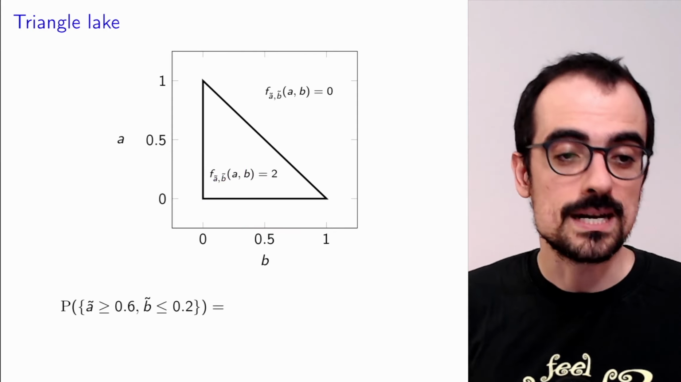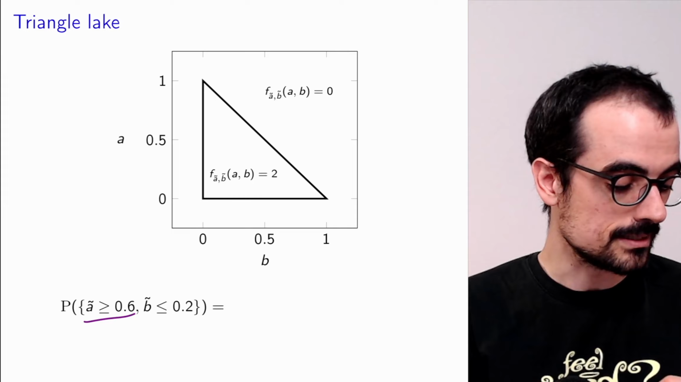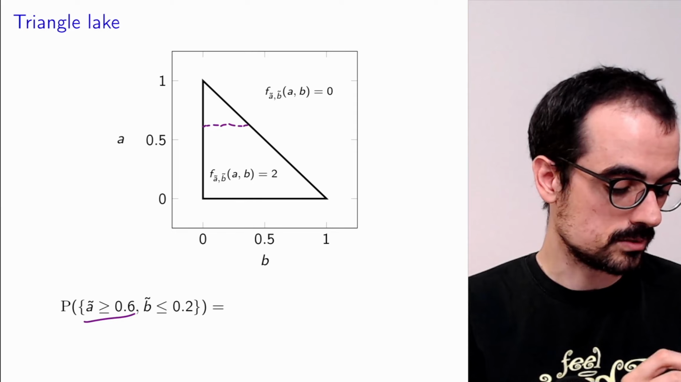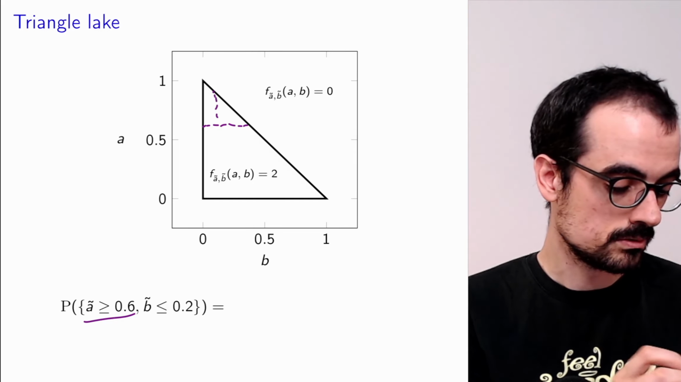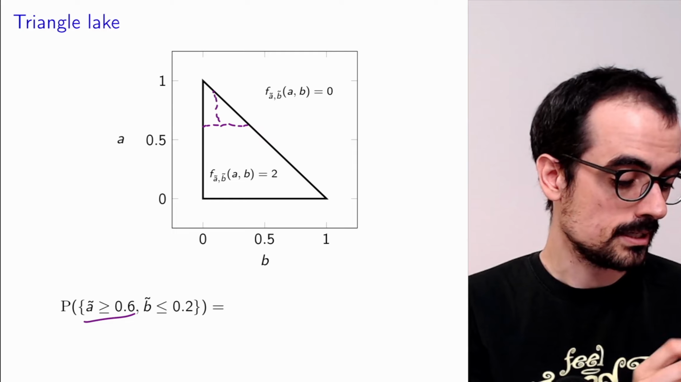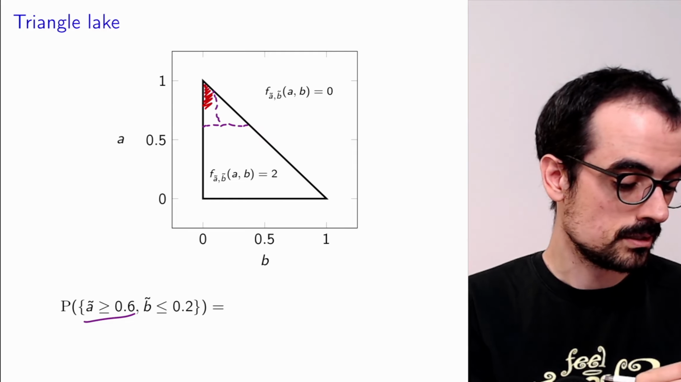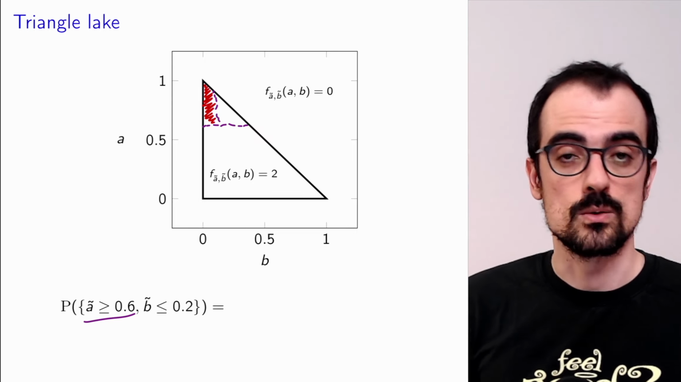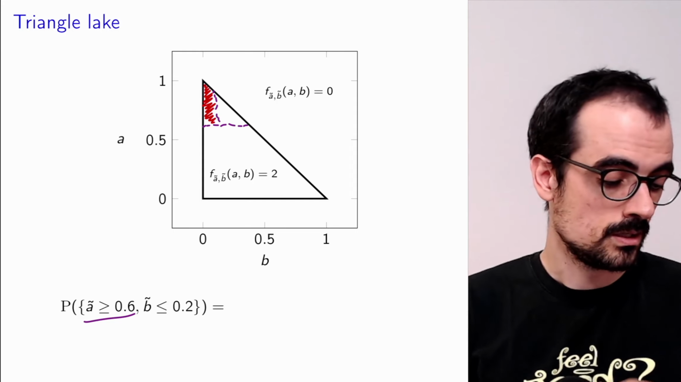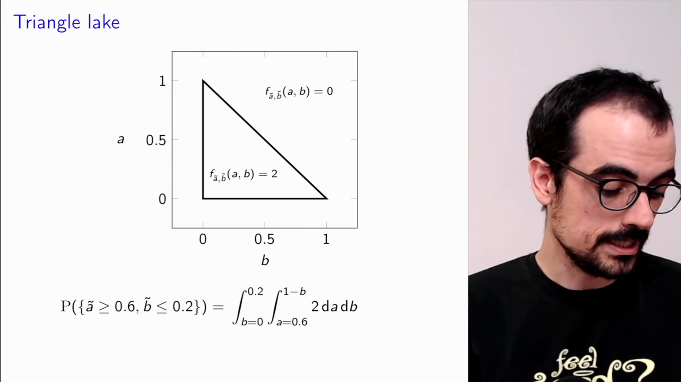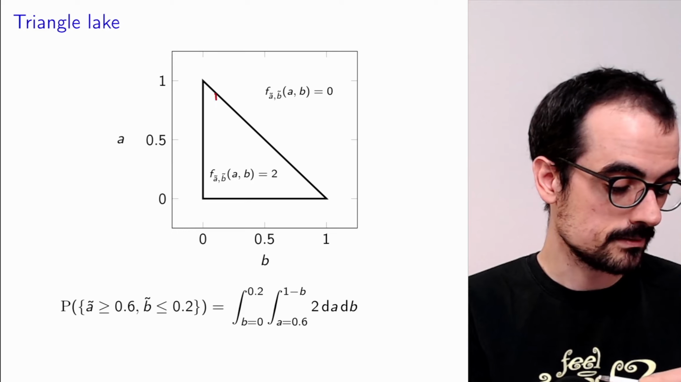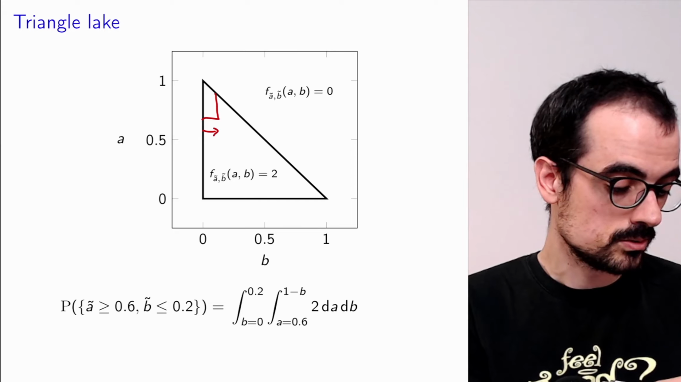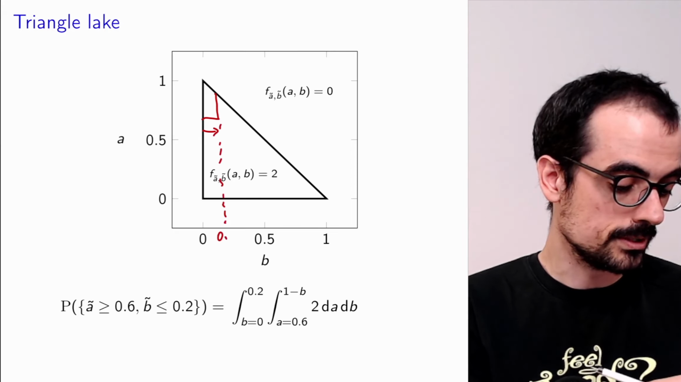All right, so now imagine that you want to know the probability that A is greater than 0.6 and B is smaller or equal to 0.2. Okay, roughly. So you're interested in the probability that the otter is here. How do you compute this probability? You integrate the joint PDF over that region. What's the joint PDF equal to? It's equal to 2. So essentially what we're going to do is we're going to integrate, so I'll draw my picture again, over b from 0 to 0.2, okay?